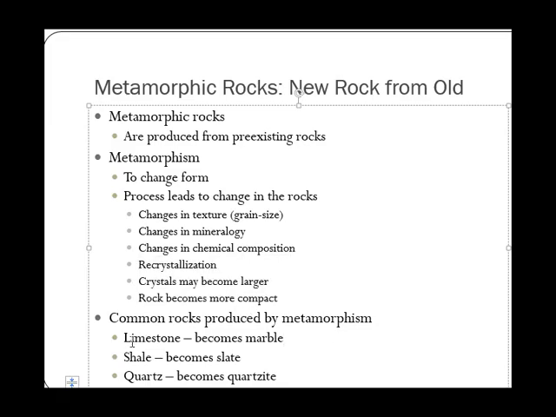Some examples: limestone, which is a type of sedimentary rock. If it's metamorphosed, it could actually become marble. Shale becomes slate. Quartz becomes quartzite. As I said before, graphite and coal could actually become diamond if it's metamorphosed. So metamorphism is just a way that rock changes based on heat or pressure or some sort of a chemical change.